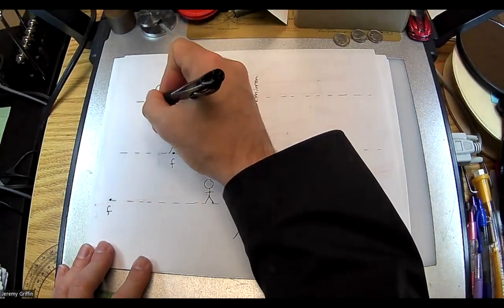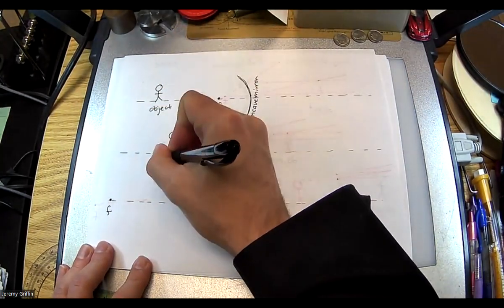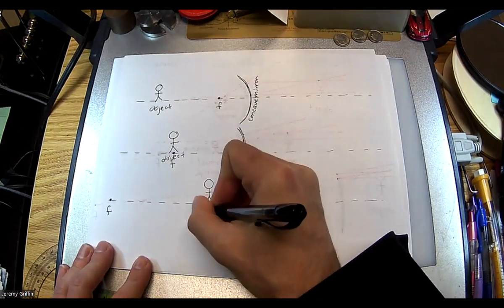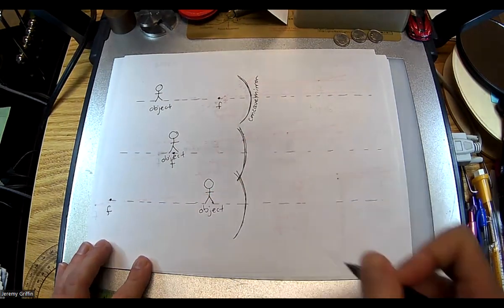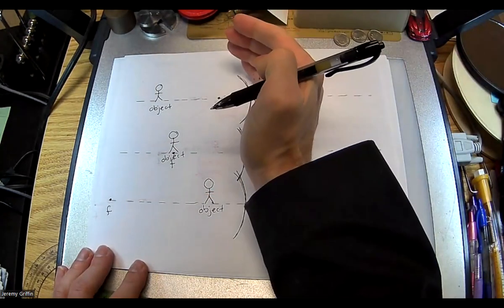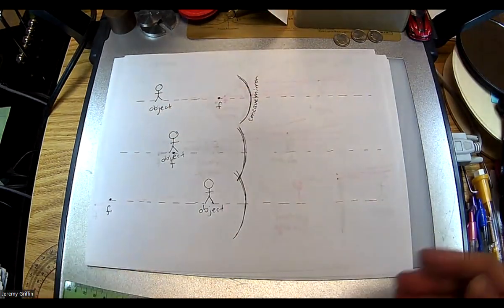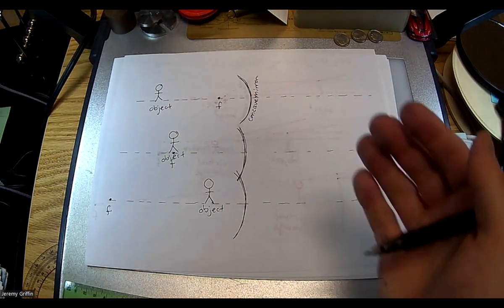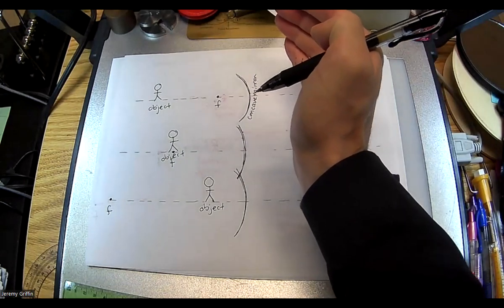So object, object, object. And if that's an object in front of a mirrored surface, you could think of that being like your eyeball. So there's your eyeball. You look in front. It's like in front of a cosmetic mirror.